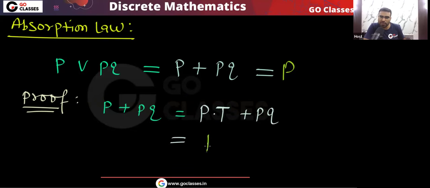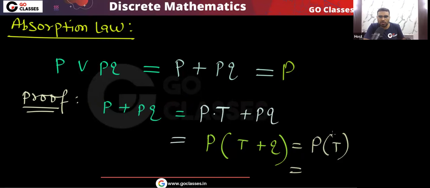So now I can take P common. What will I get? I will get true or Q. What is true or Q? That is true. What is P and true? That is P. So finally I got P. Okay, is this clear? Very simple, right? So this is the absorption law, and this absorption law is actually very useful.